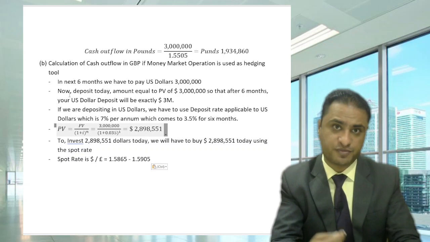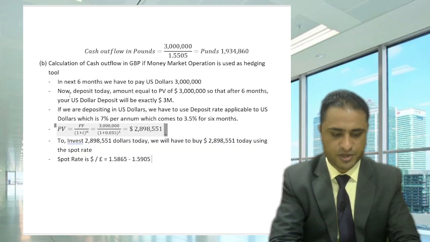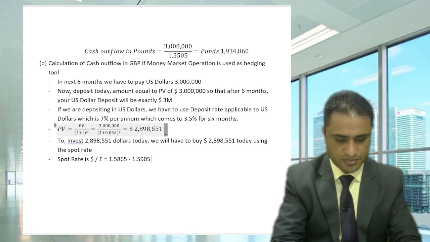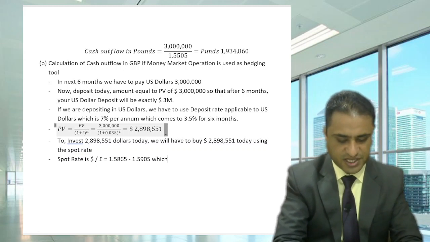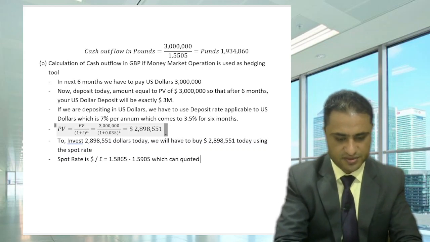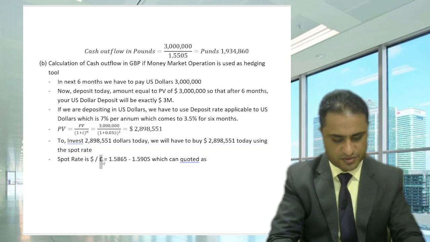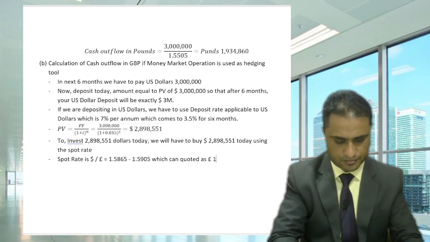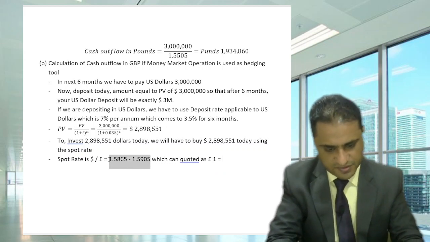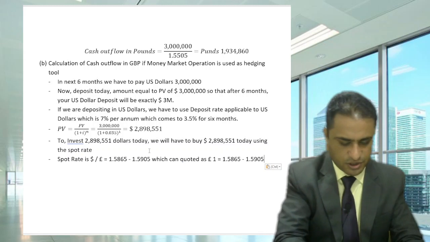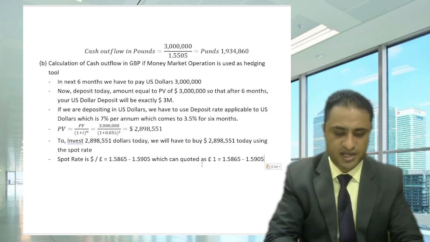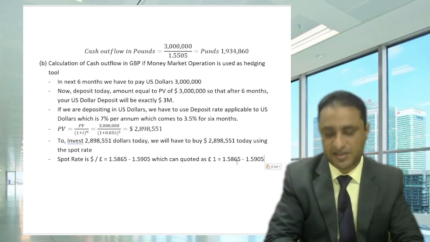This is a quote of 1 pound, 1.5865 and 1.5915, which can be quoted as pound 1 is equal to dollar, these two rates, one of which is a bid and one of which is an ask.